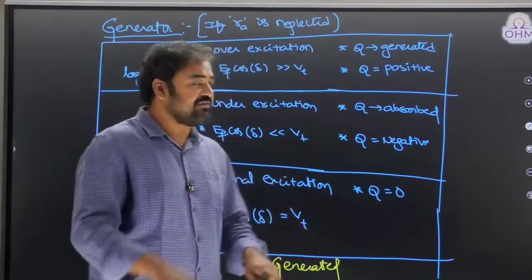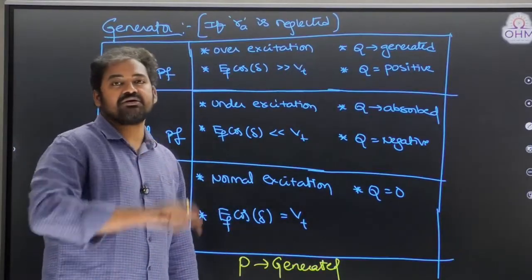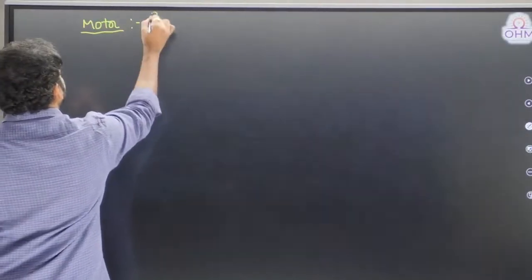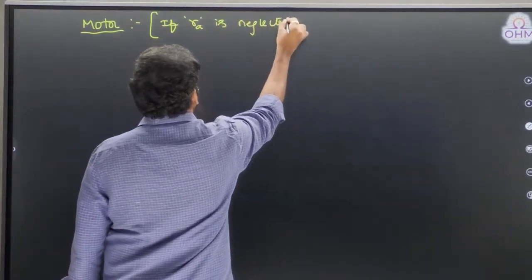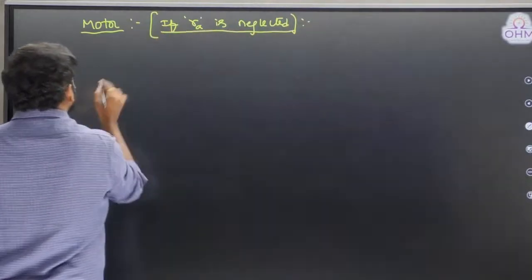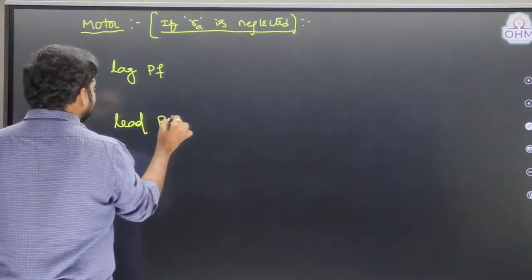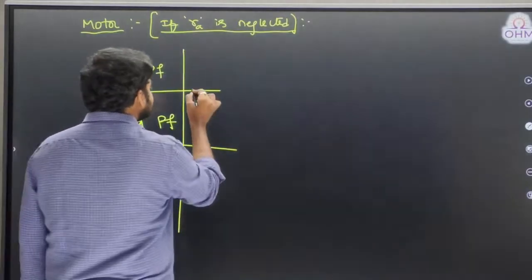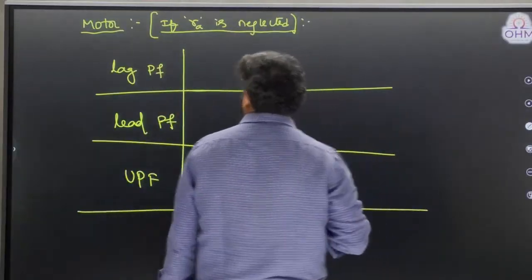Now in a similar fashion, we can do it for the motor also. I don't want to do the derivation, I will directly write down this information. You try to analyze using the phasor diagram of the motor. So let us understand the motor also. Remember, RA is neglected. Once again, we are going to study 3 power factors: lagging, leading, and unity. All powers I am talking about right now are input powers. For the motor, the powers are input. For the generator, the powers are output.